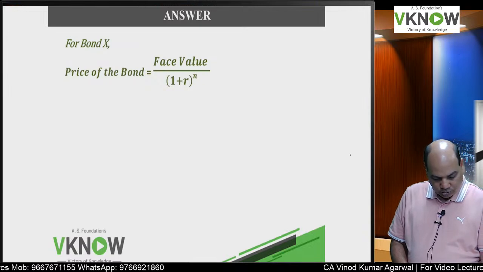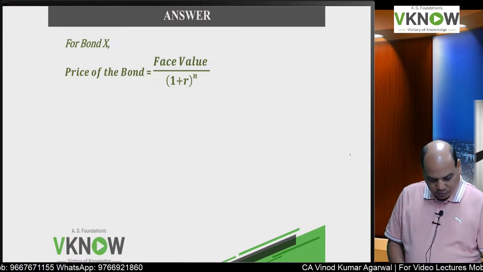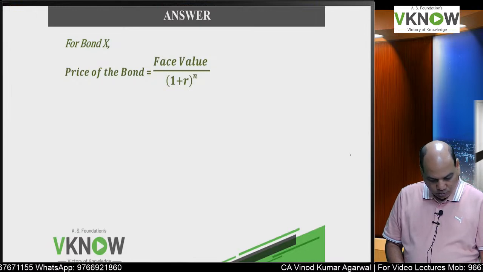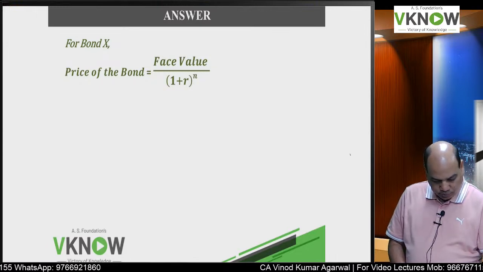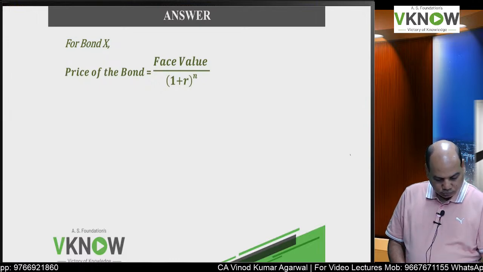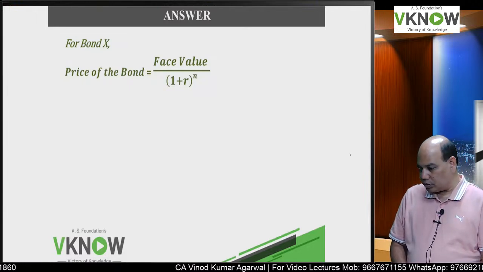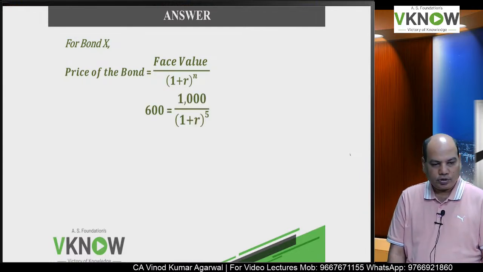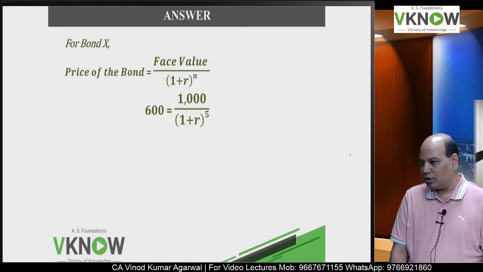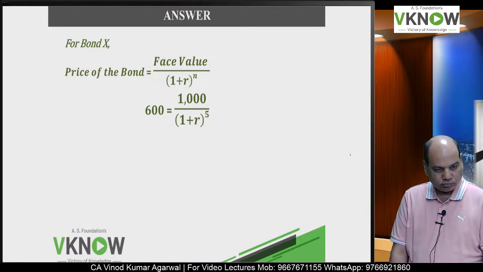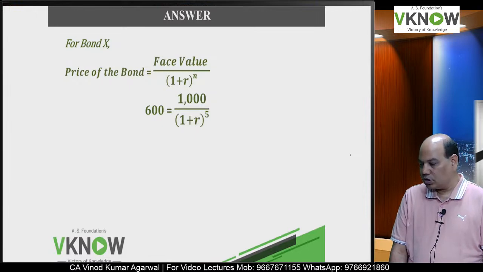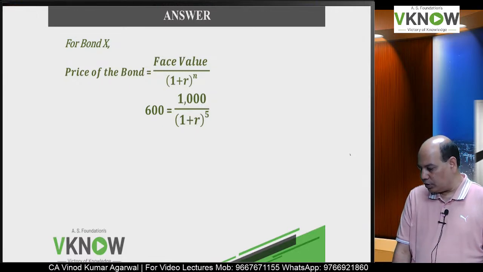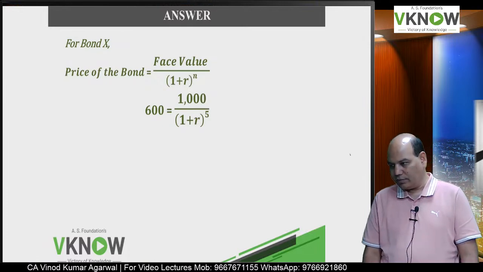Price of the bond is equal to face value upon 1 plus R to the power n. So I will put the values, you will solve. Okay, deal done. My values, your answer. 600 is equal to 1000 upon 1 plus R to the power 5.